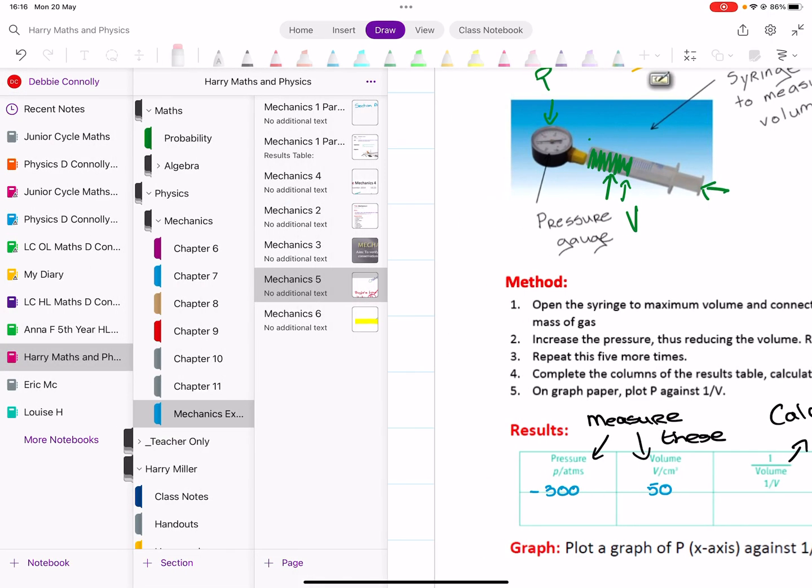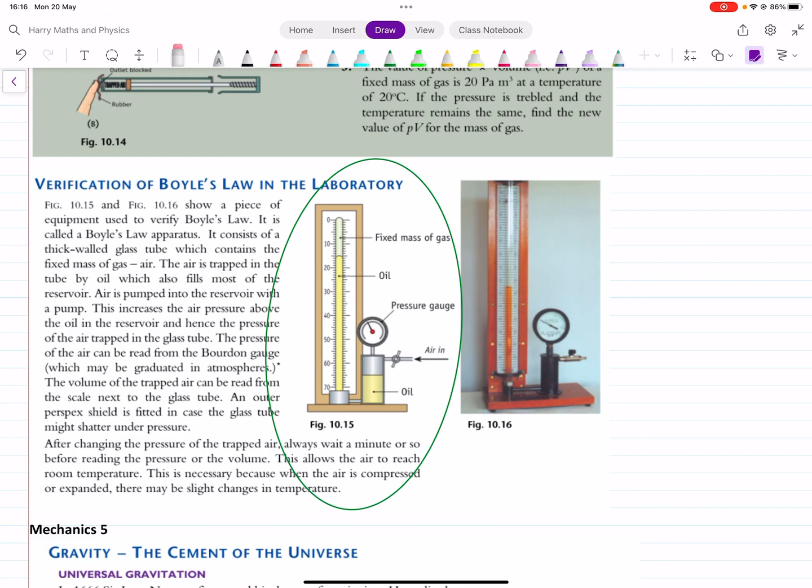The other one is very similar. It's just a more complicated piece of apparatus, but it's the same thing. You normally use a pump, like a foot pump, to pump air in. You have your fixed mass of gas trapped up here. So you increase the pressure, and that causes this line of liquid to go up a bit. So fixed mass of gas in both cases, it's a trapped mass of gas. That's how they keep it fixed.